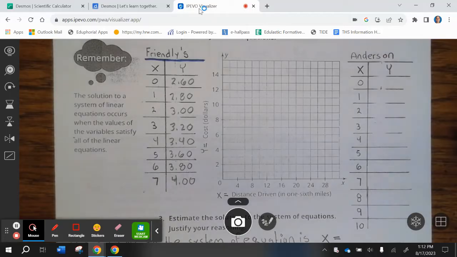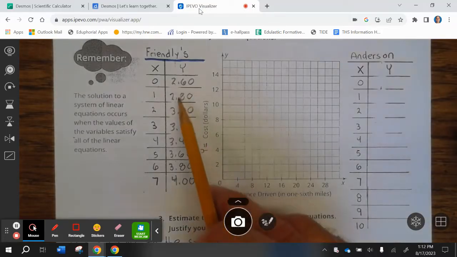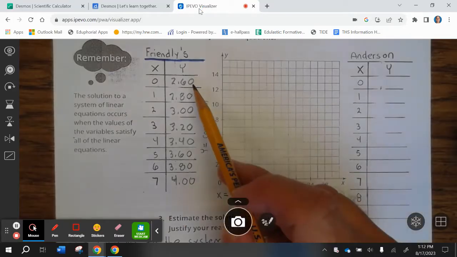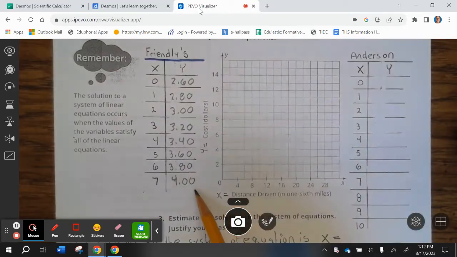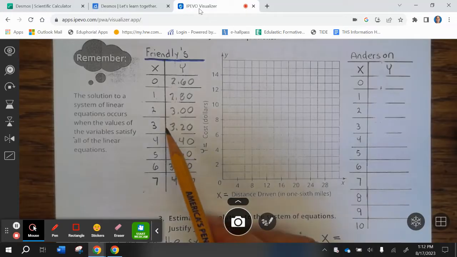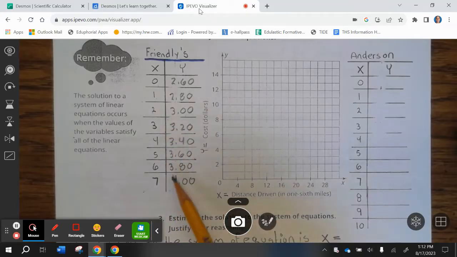All right, so here are our points. And you'll notice that we did several points. I did that so I can get whole number points. So we want to use this point and this point. You could use any points, but whole number points are going to be easier to graph.